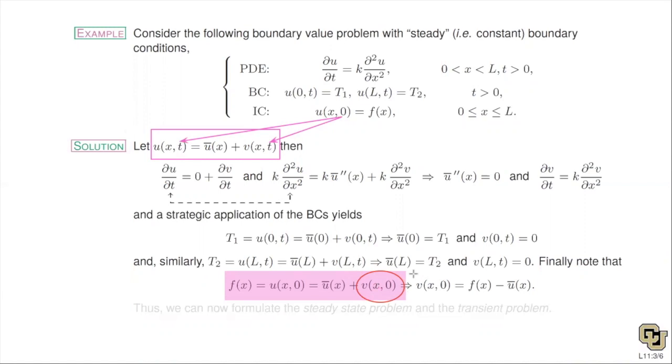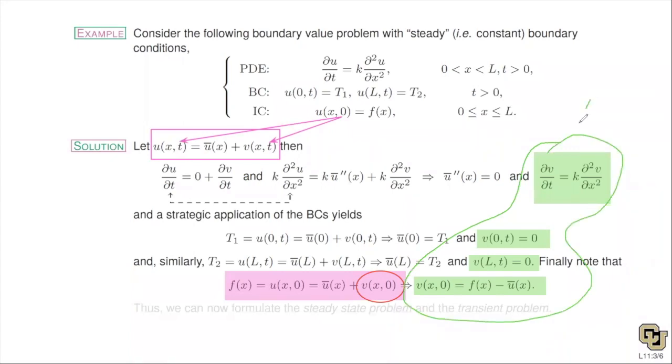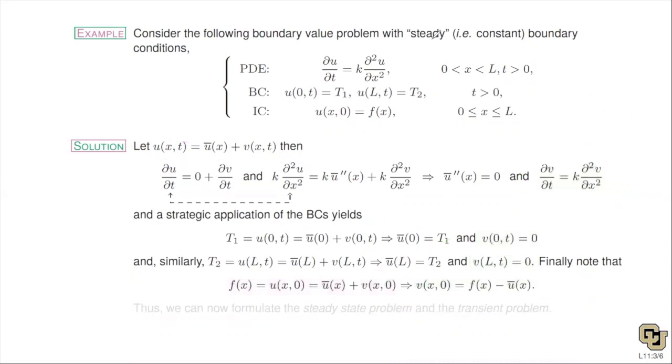And so now if you look at these three, here's the PDE, here's one boundary condition, here's another boundary condition, here's our initial condition. That solves the PDE for our transient problem. And then I would now use separation of variables to solve this problem. Once we find the solution V, and once we find the solution U bar, then we add the two to find the full solution.